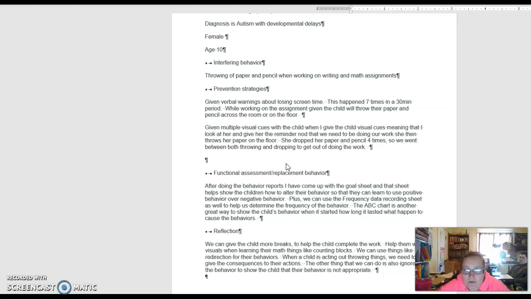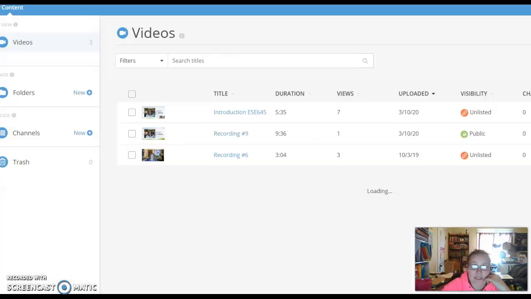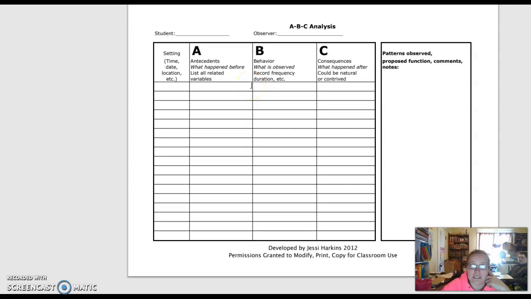Given the child will throw their paper and their pencil across the room or on the floor. We give visual cues when I can. Then we can also go through and give them a way to record their own behavior, as well as us recording the behavior. Getting into the recording tools, we need to use the ABC analysis, which is going to give us our setting, our time, our date, what happened before the child threw everything on the floor, what behavior was observed, which was her throwing her paper and her pencil on the floor, her consequences, what happened after.